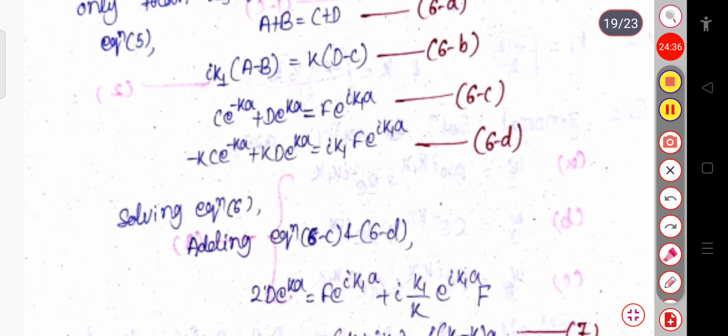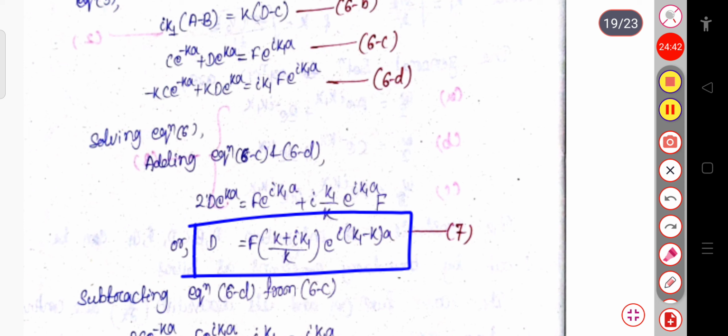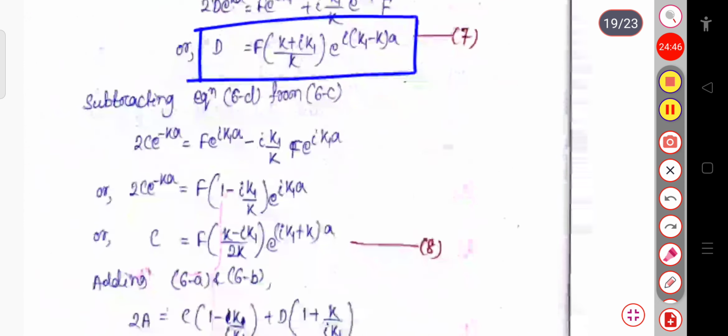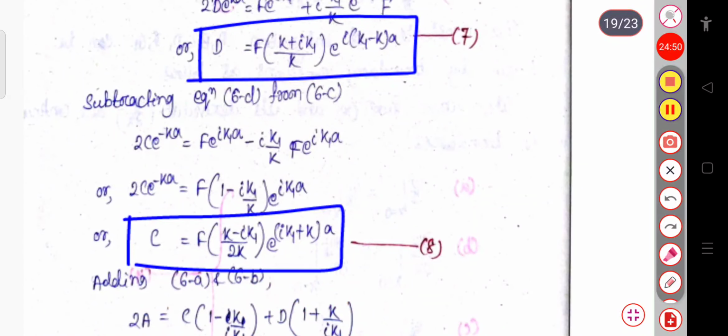first if you add equations 6c and 6d, you will get the expression for D in terms of F, and now if you subtract these two, you will finally get the expression for C in terms of F. Okay, so these are simple calculations, so you can do them by yourself. So we have calculated the value of D in terms of F and also C in terms of F.